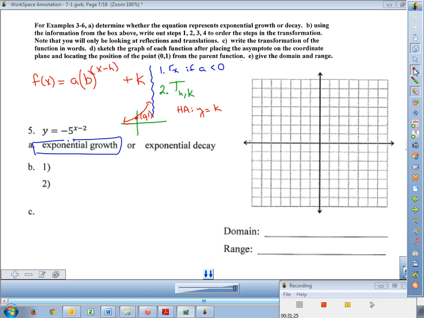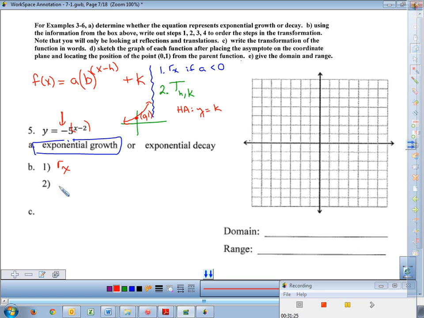Throw in parentheses around that guy because I like to. He should have got reflected over the x-axis because of him, right? And it translated where? 2 units right. Did it go up or down at all? No. All good with that?